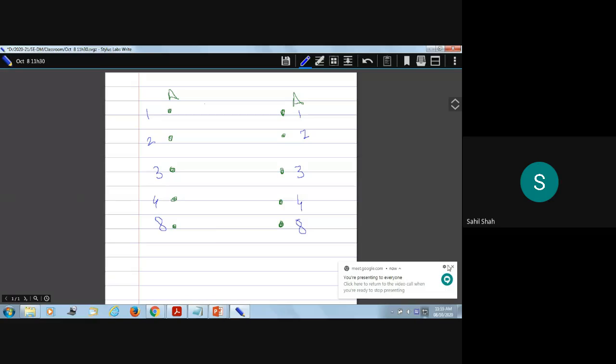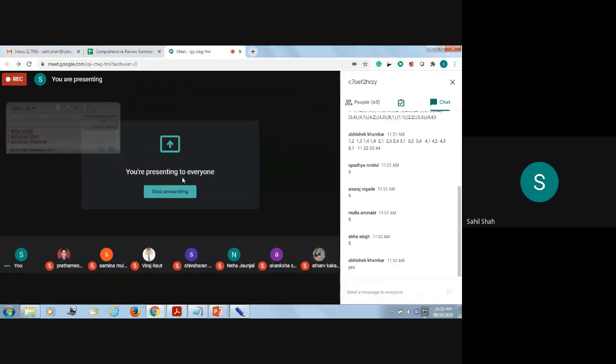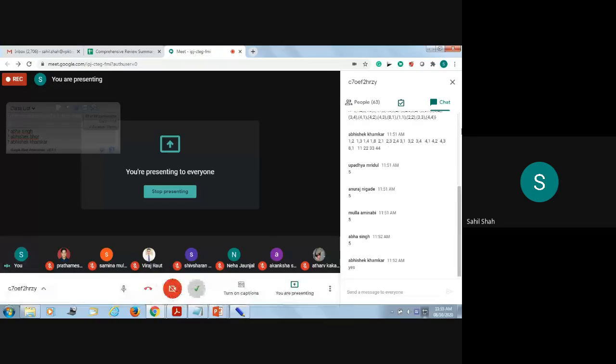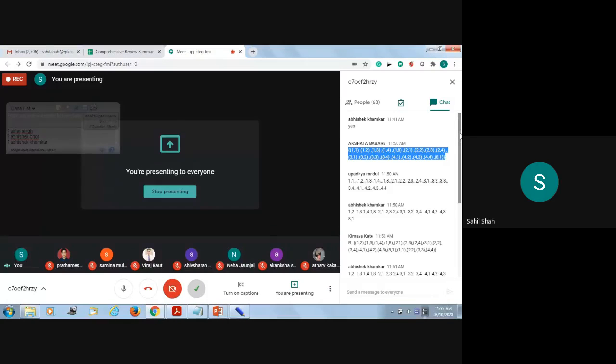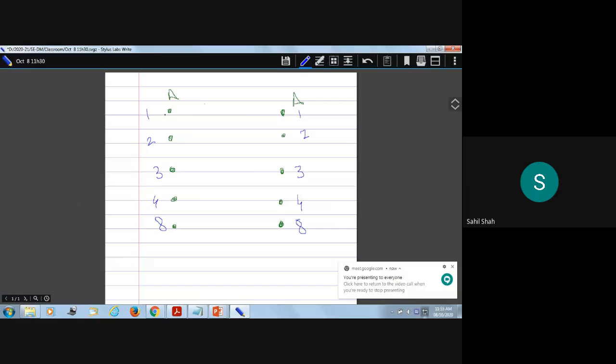Okay, fine. Further is what? Now I have to check what are the pairs present. So first pair, have they taken 1, 1? Yeah, Akshada Babre has taken 1. So I already insisted.